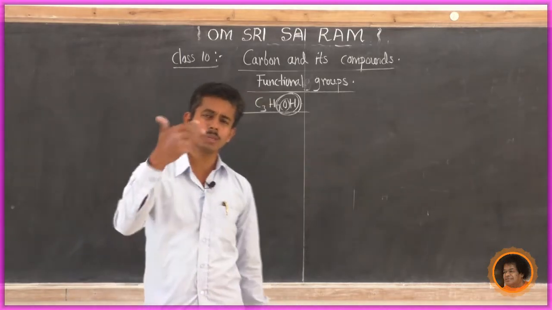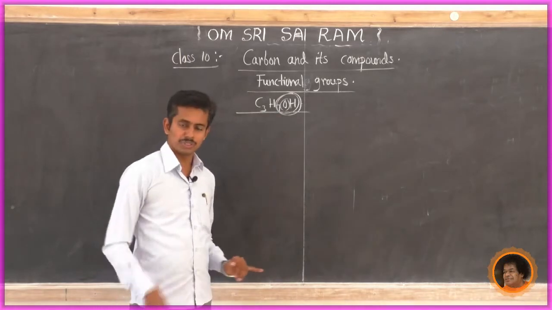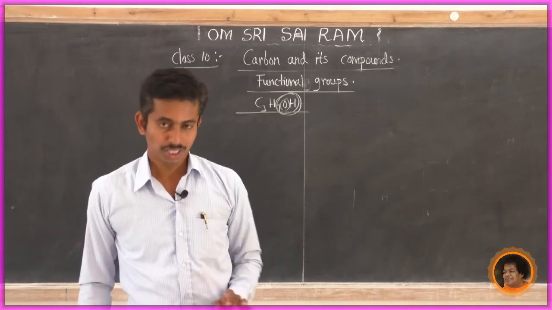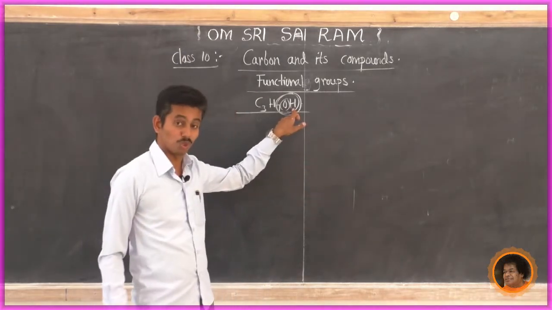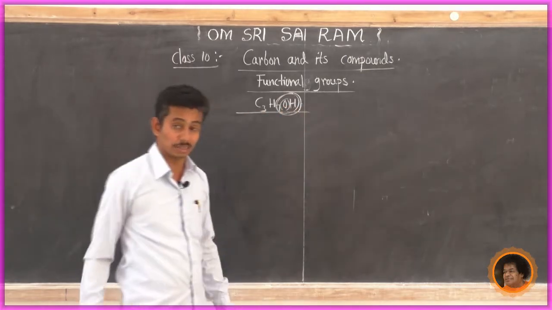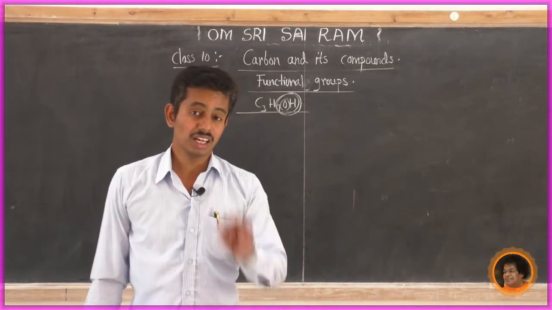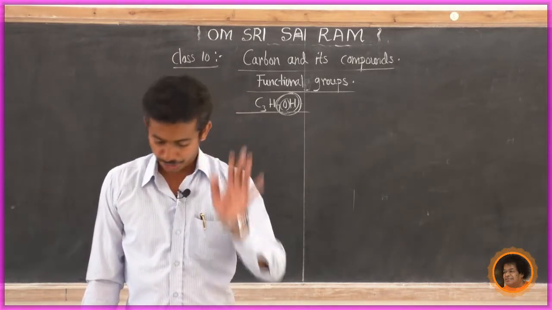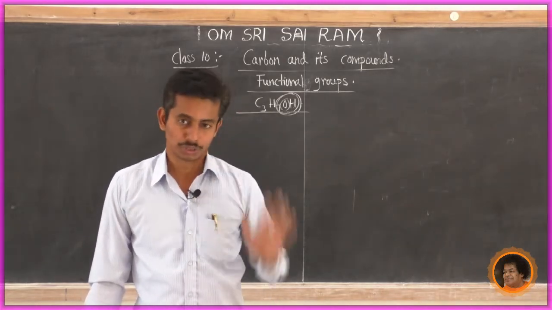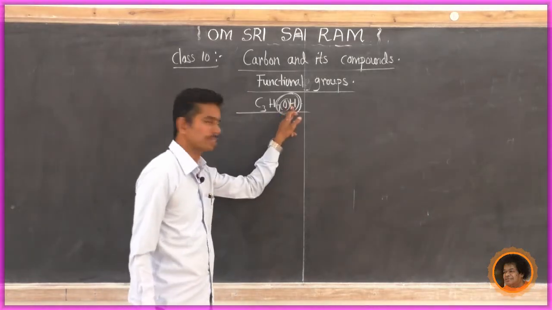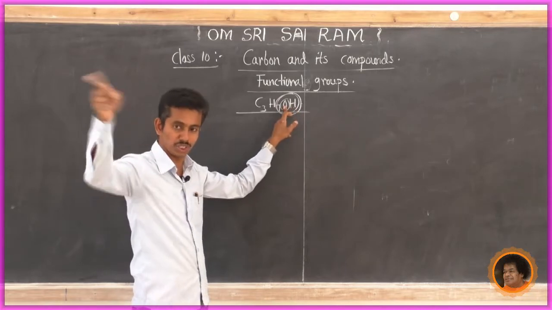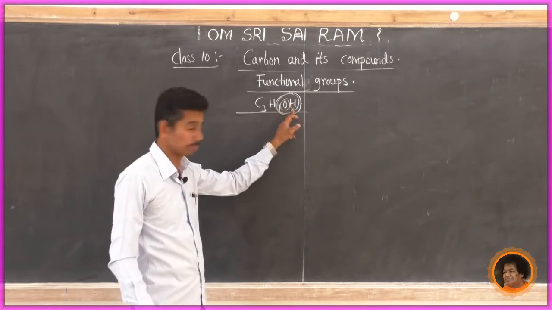Now tell me, what do you mean by functional group? OH is a functional group, COOH is a functional group, CO is a functional group. What do you mean by functional group? Why is OH a functional group? A functional group is a specific group of atoms within the molecule that has chemical reactive properties. Not all atoms, but the specific group: OH, COOH, CO, a specific group of atoms within the molecule.